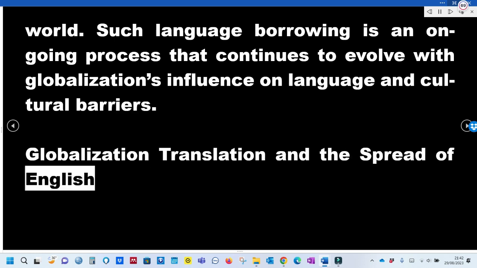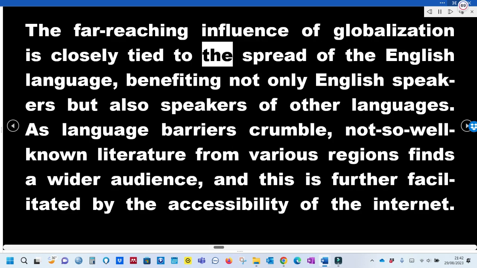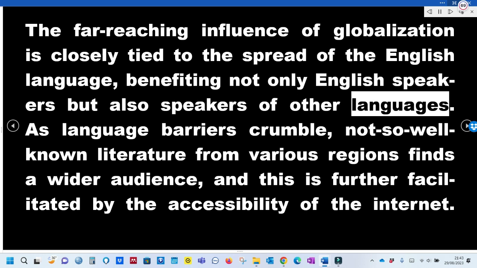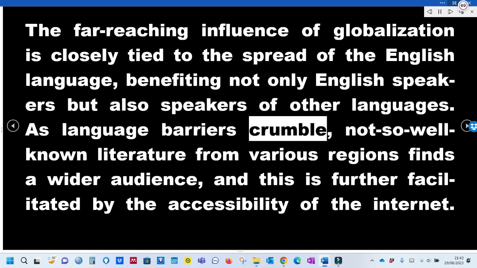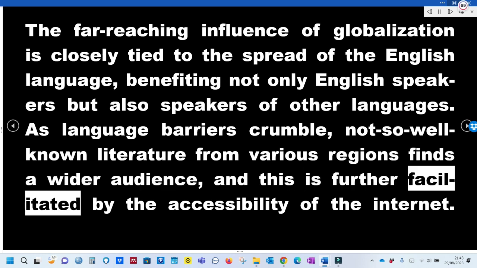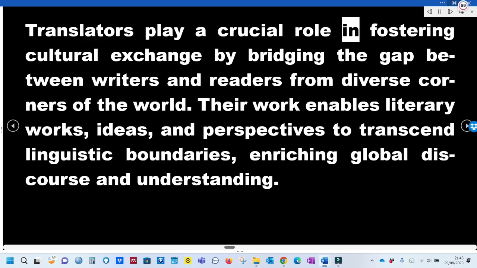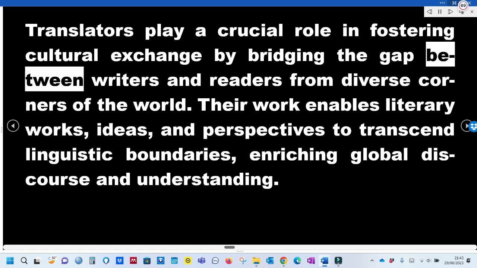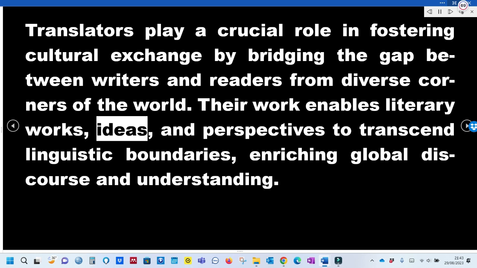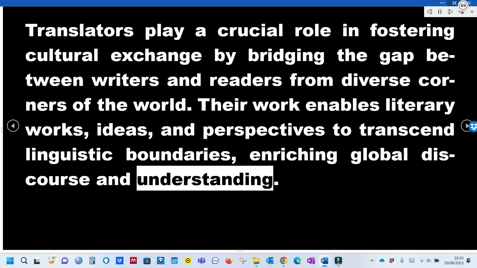Globalization, translation, and the spread of English. The far-reaching influence of globalization is closely tied to the spread of the English language, benefiting not only English speakers but also speakers of other languages. As language barriers crumble, lesser-known literature from various regions finds a wider audience, and this is further facilitated by the accessibility of the Internet. Translators play a crucial role in fostering cultural exchange by bridging the gap between writers and readers from diverse corners of the world. Their work enables literary works, ideas, and perspectives to transcend linguistic boundaries, enriching global discourse and understanding.